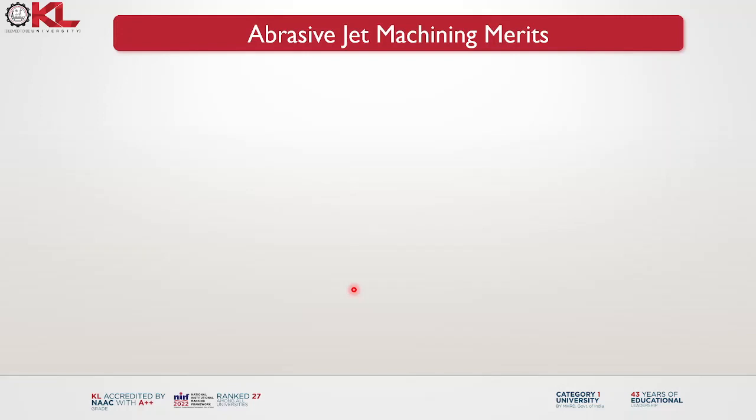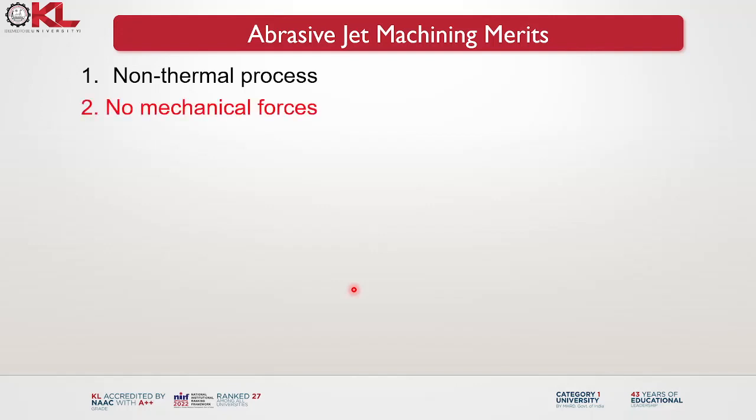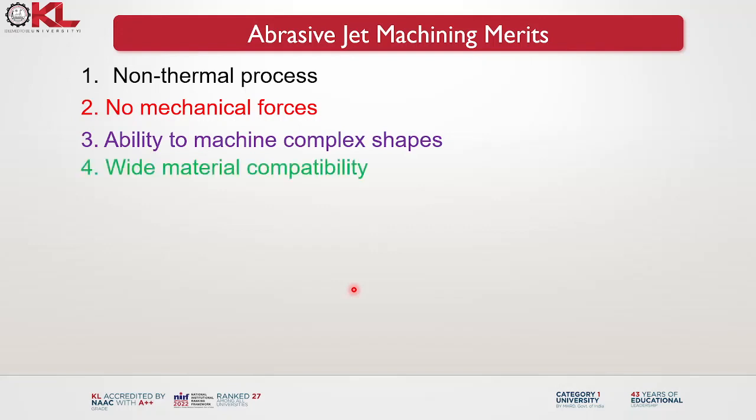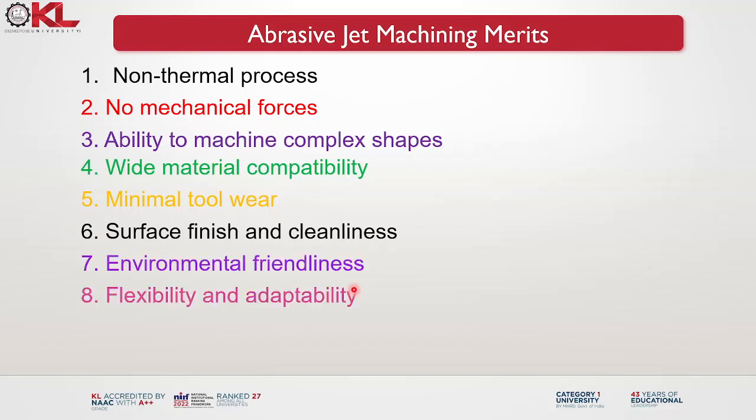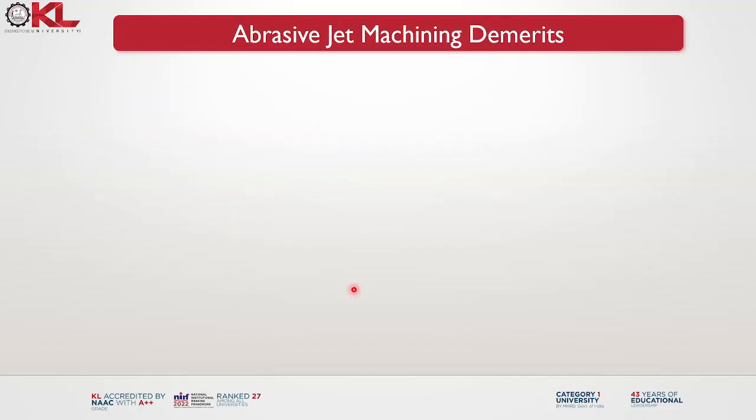What are the merits and demerits? Also, you can see that. The merits are: it's a non-thermal process, no mechanical forces, ability to machine complex shapes, wide material compatibility, minimal tool wear, surface finish and cleanliness, environmental friendliness, flexibility and adaptability.